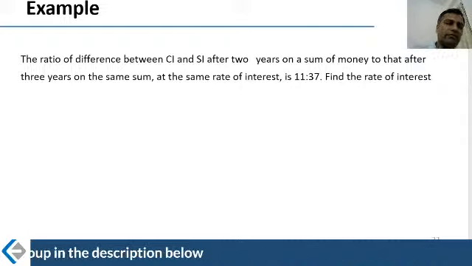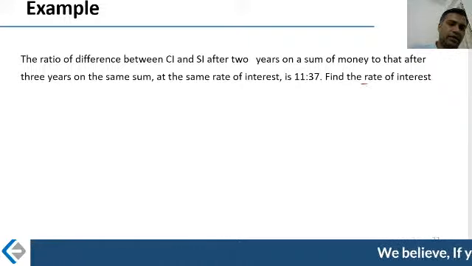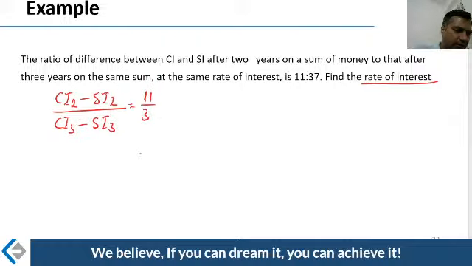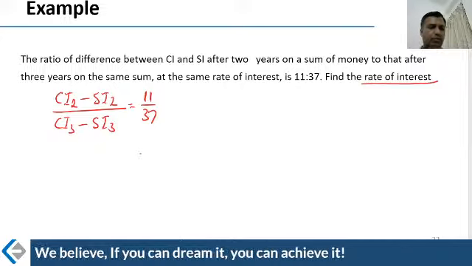He's asking us to find the rate of interest. The question is to find the rate of interest. Good. So what is given to me? What is given is this: compound interest for 2 years minus simple interest for 2 years, divided by compound interest for 3 years minus simple interest for 3 years, is 11 divided by 37. Nothing wrong. He spoke the way he is supposed to be speaking.